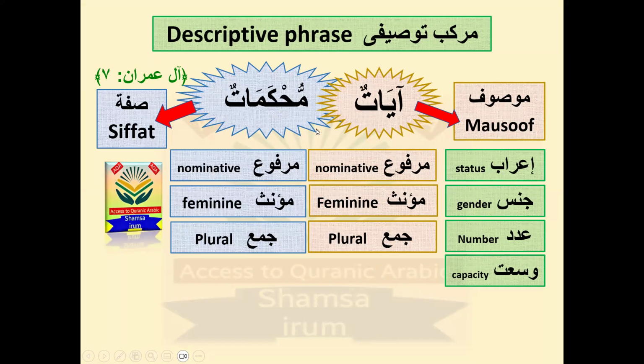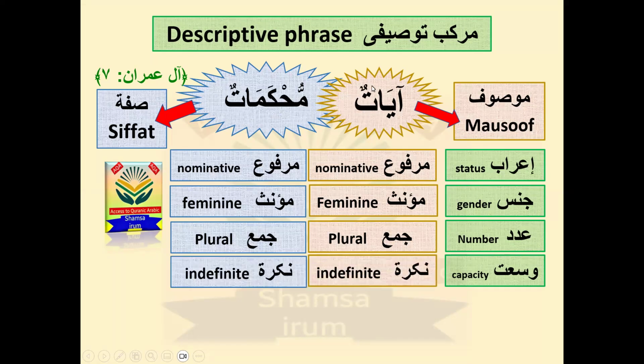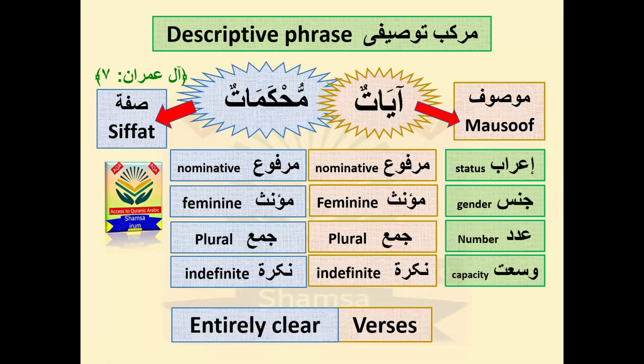Okay, wasat, they both are nakira. How do we know that they are nakira? Because of tanween. The tanween, the two dhammas at the ending, shows us that it is nakira. It is not marifa because there is no al in the beginning. So they both are nakira, they both are indefinite. For the translation, we will do the sifa translation first, which is entirely clear verses. Entirely clear is the description, or we can say the adjective or the sifa of verses.